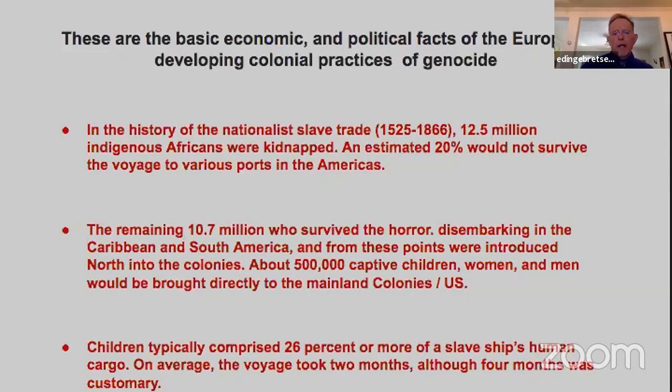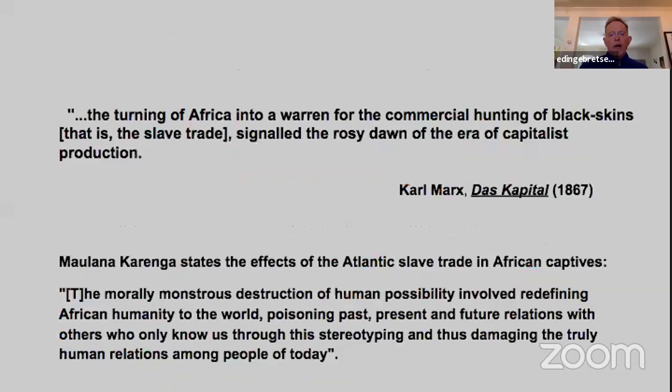Children typically comprise 26% or more of a slave ship's cargo. On average, the voyage took 2 months, maybe 4 months. And by the way, you know, Faneuil Hall in Boston was also the philanthropist and major slave owner. To quote Karl Marx again, the turning of Africa into a warren for the commercial hunting of black skins signaled the rosy dawn of the era of capitalist production. In Marx, rosy dawn, you clearly hear his irony here.